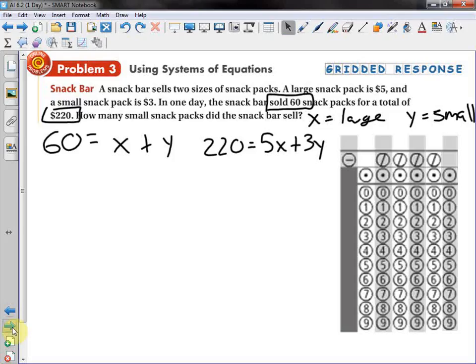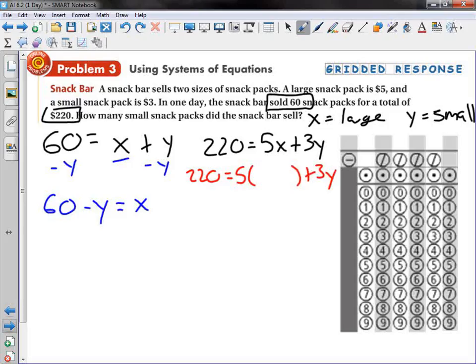So, step 1, pick a variable. I can pick any one I want, and I'll get the same answer. I'm going to go ahead and solve for x, which means I'm going to minus y. So I get 60 minus y is equal to x. So that's step 2. Step 3 is to substitute. So I'm going to take that and substitute it in for x. So 220 is equal to 5 parentheses plus 3y.